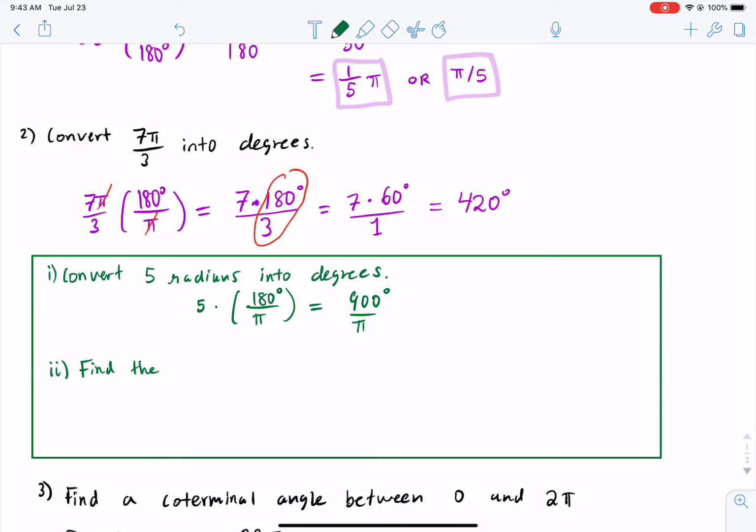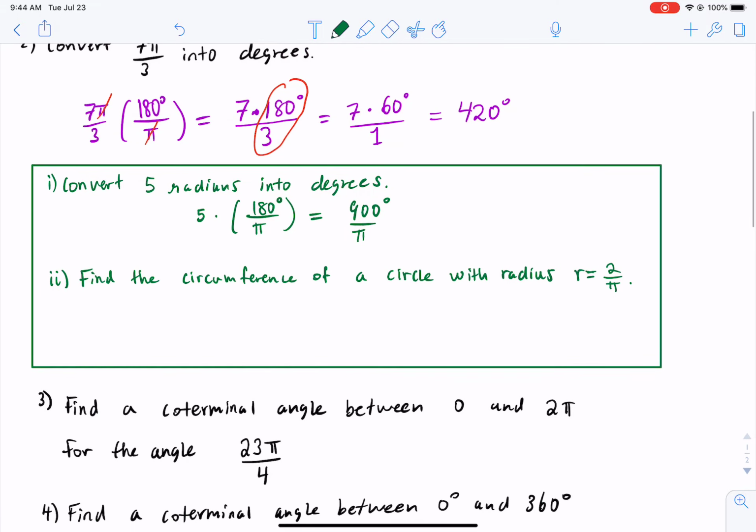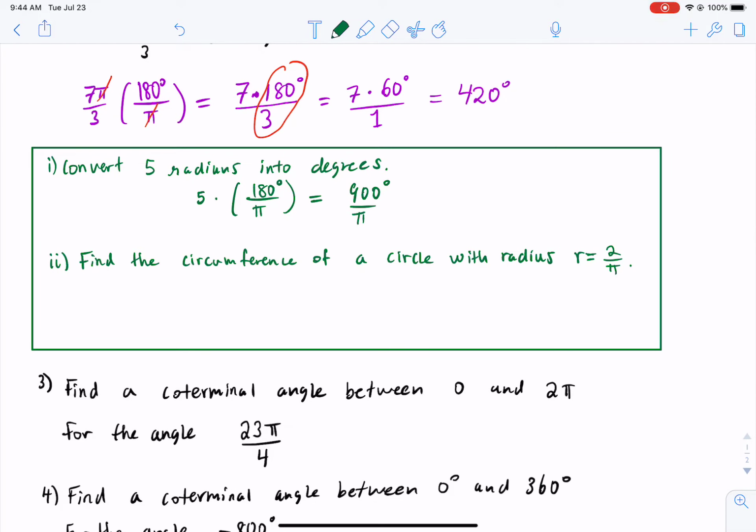the circumference of a circle with radius r equals to, say, 2 over pi. So find the circumference of a circle with radius r equals 2 over pi.